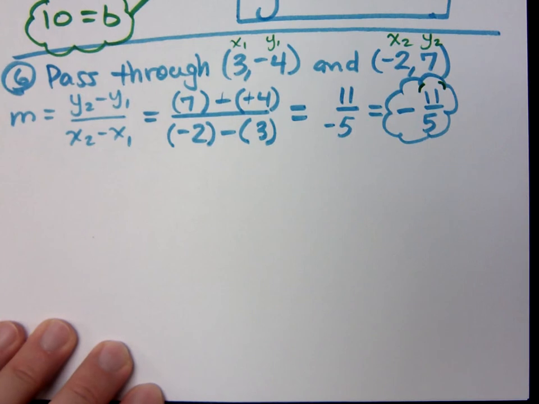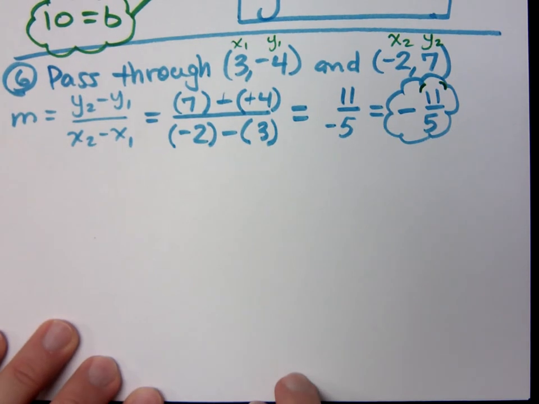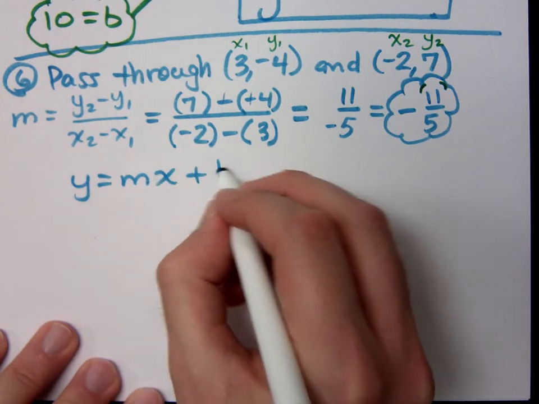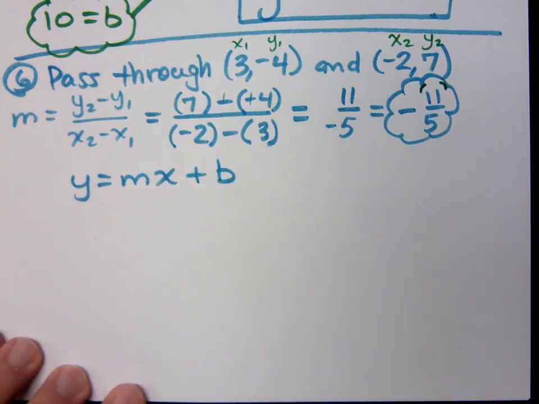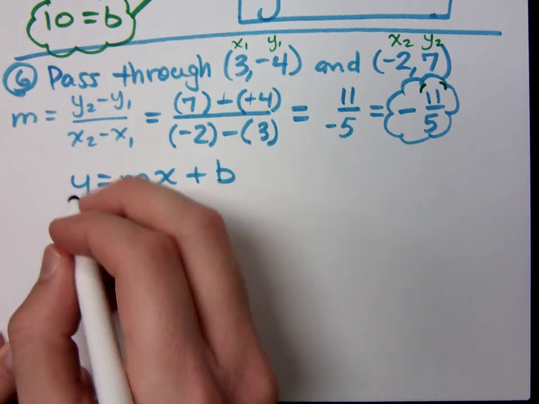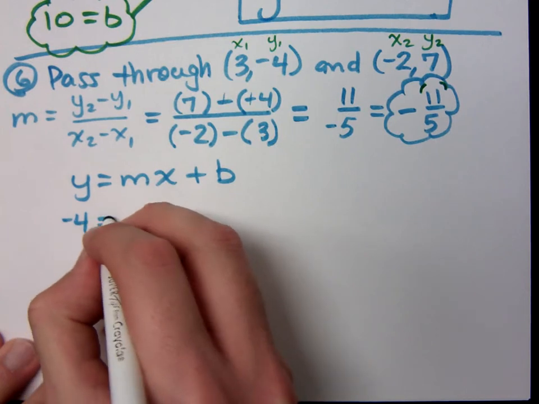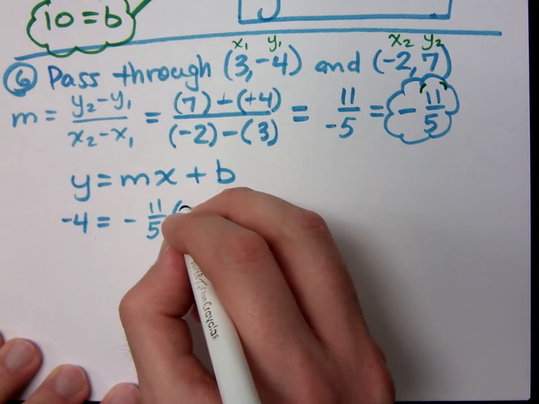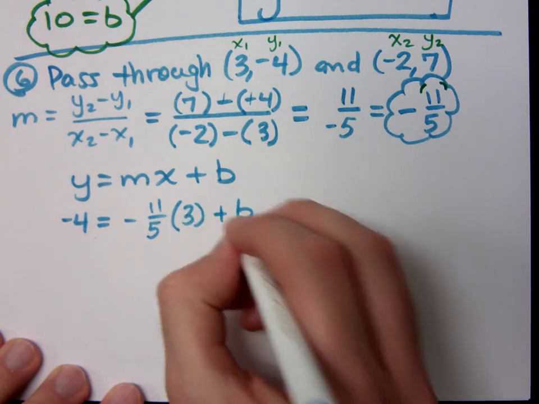All right, so if that's my slope, what do you guys want to use? Y equals mx plus b. You really like the y equals mx plus b, right? All right. Well, I do, I don't know everybody else. So which point do you want to use? 3, -4 or -2, 7? Doesn't matter, so let's use 3, -4. It's the first one. So what's your y value? Equals, my slope is negative 11 fifths. What's your x? 3. And b is what we're trying to find out. Do you all agree?